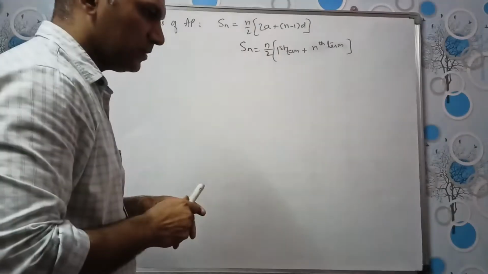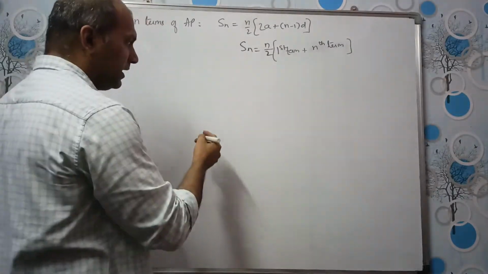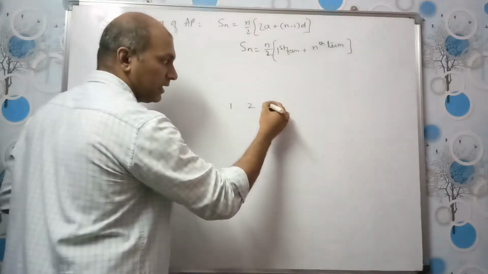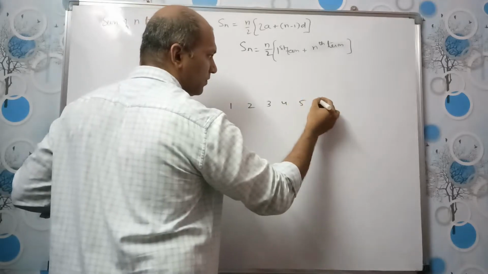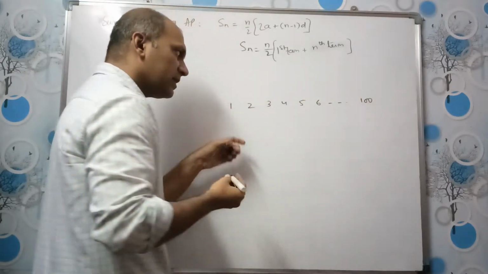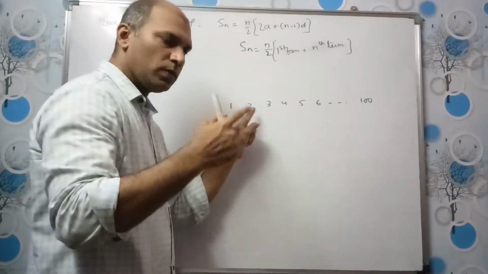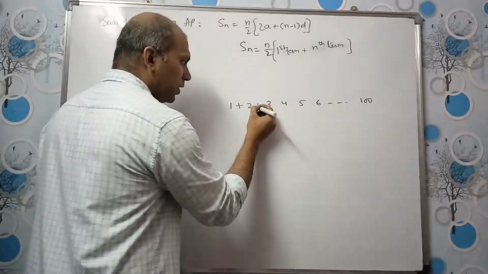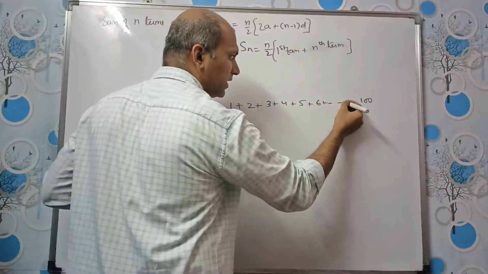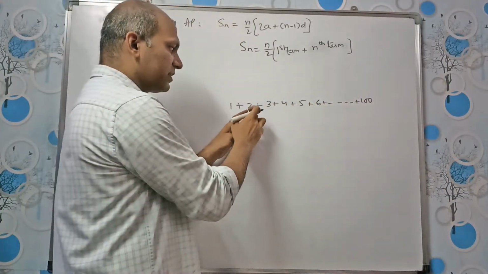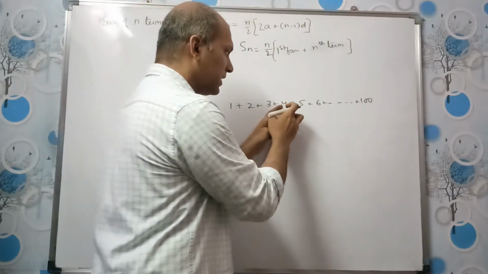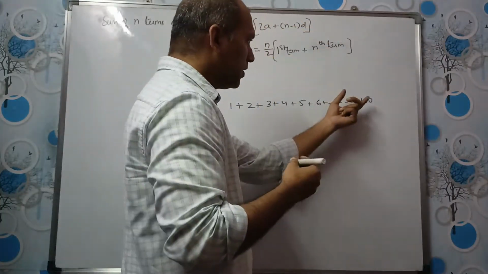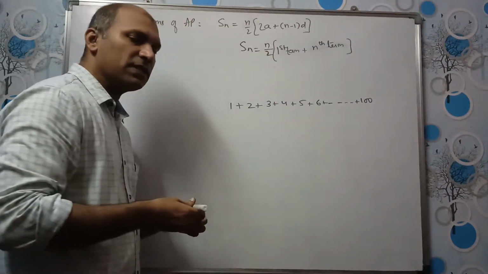Let us derive this formula. Before the derivation, let us find the sum of the first 100 natural numbers, 1, 2, 3, 4, 5, 6 and so on up to 100. Is this an AP or not? See, 2 minus 1 is 1, 3 minus 2 is 1, 4 minus 3 is 1 and so on, right? So what will be the sum if we keep on adding these numbers? 1 plus 2 is 3, 3 plus 3 is 6, 6 plus 4 is 10, 10 plus 5 is 15, plus 6 is 21, 28 and so on. So up to 100 if we add, what will be the sum?